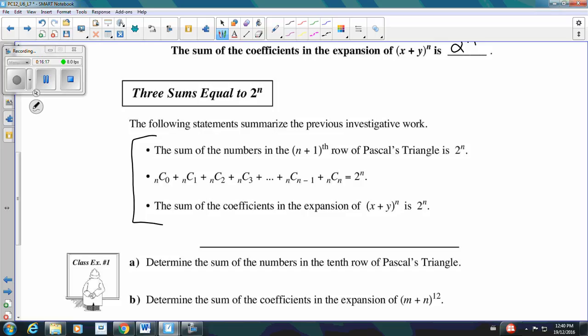n choose 0 plus n choose 1 all the way up to n choose n is also 2 to the n. The sum of the coefficients in the expansion (x plus y) to the n is 2 to the n. So these all represent the same thing, so it makes sense they're all equal.